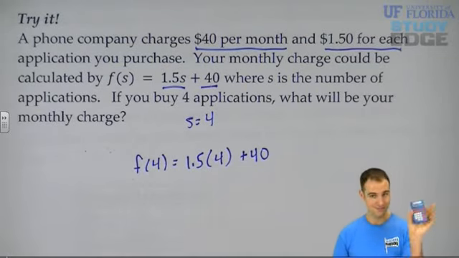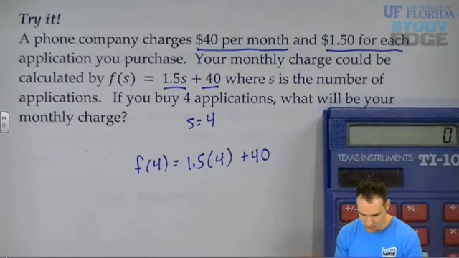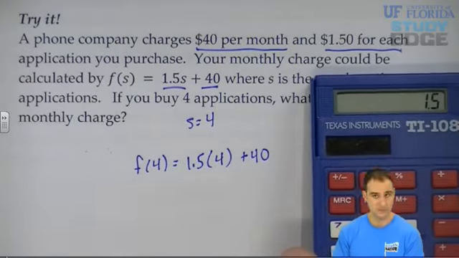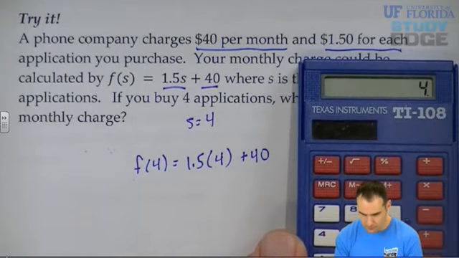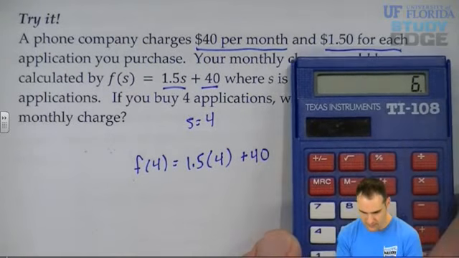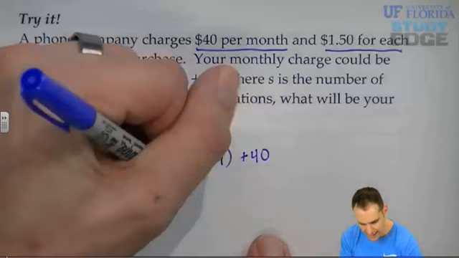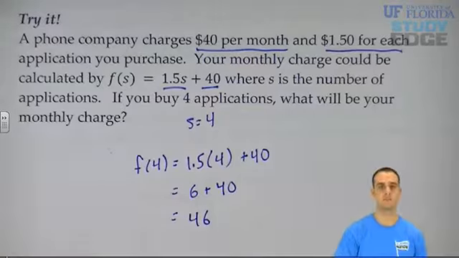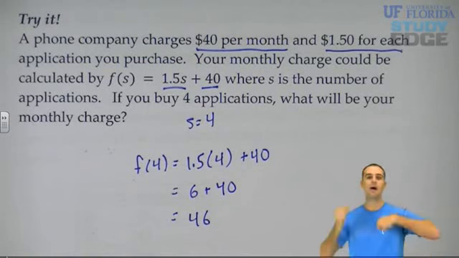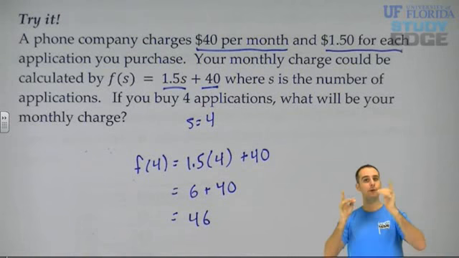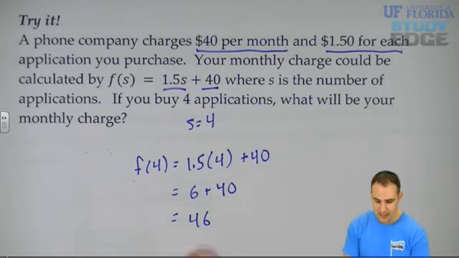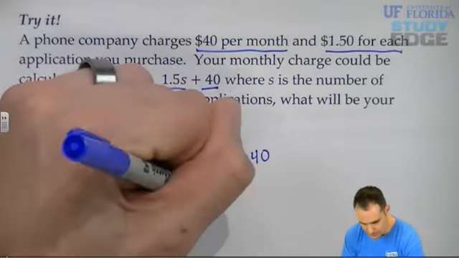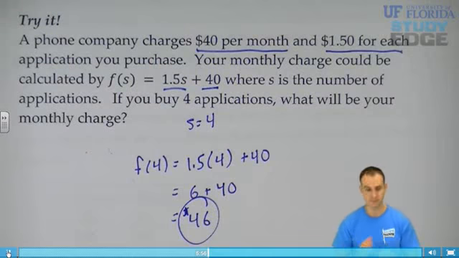Here we go. 1.5 times 4 will give you 6. So we have 6 plus 40, which gives you 46. I input 4, it outputs 46. I input 4 for the applications, and I output 46. A monthly charge would be in dollars. So the final answer would be $46.